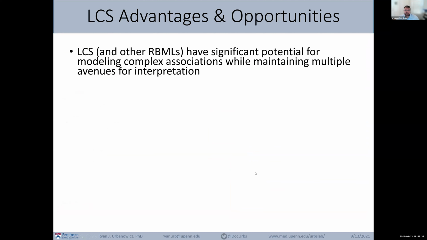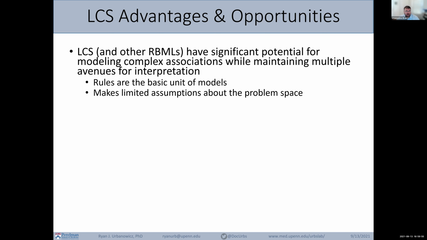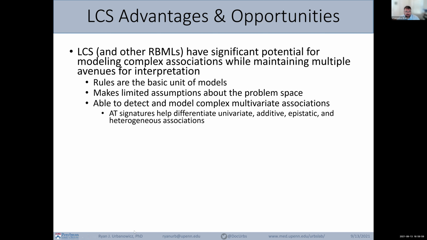So I want to end by just saying some advantages of LCS and opportunities. I believe in these methods as having a lot of potential because they can model complex patterns and have this inherent advantage of actual and potential interpretability. Rules at the end of the day are the basic unit of these models. They make limited assumptions about the problem space that allows them to detect complex patterns.